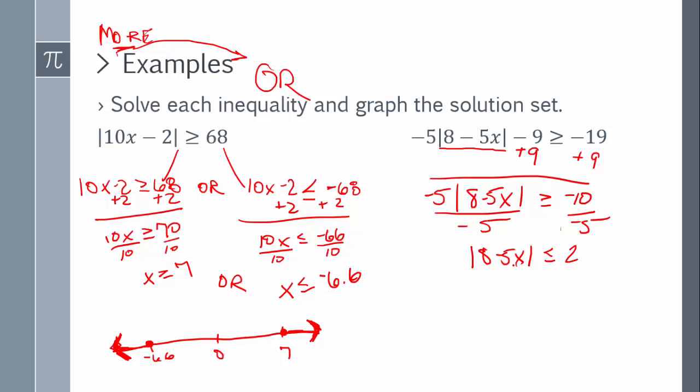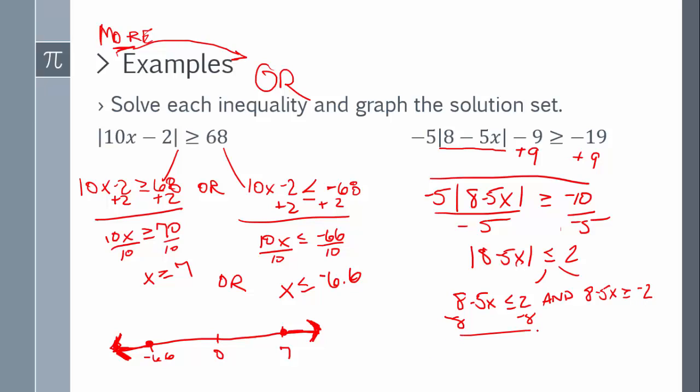So guess what, ladies? This is actually not an "or" anymore. Because I flipped it, I made it less than. I actually have to rewrite it with an "and." Okay? Be careful about that. It's only when you isolate the absolute value that you have to look and see whether you're using "and" or "or." So see how we started here and we thought this was going to be an "or"? Once we did our algebra to get this by itself, it turned into an "and" because it's less than. So we have "and" 8 minus 5x is greater than or equal to negative 2.